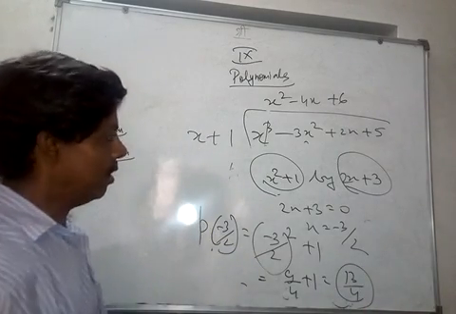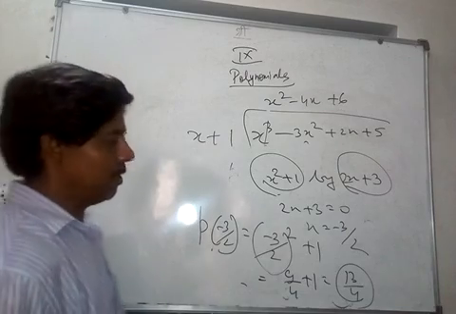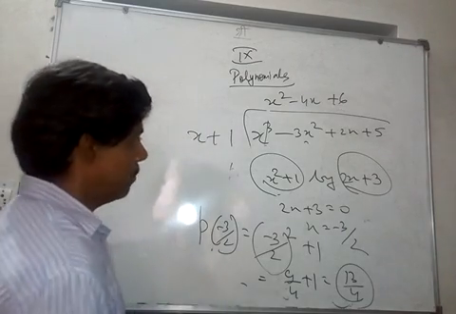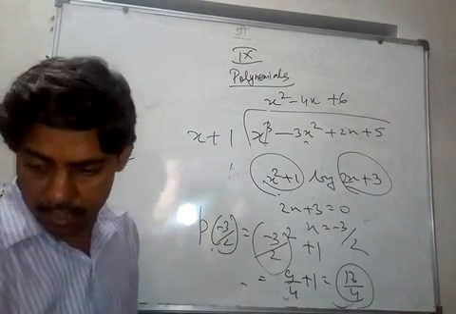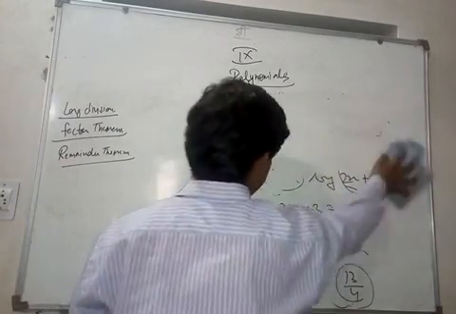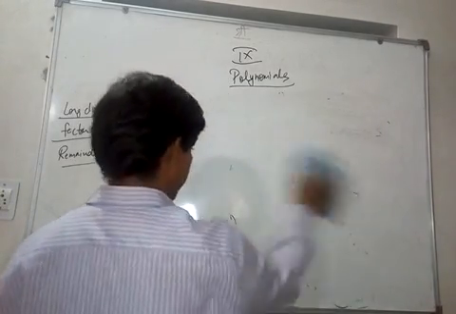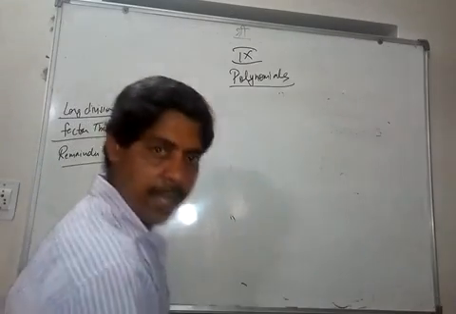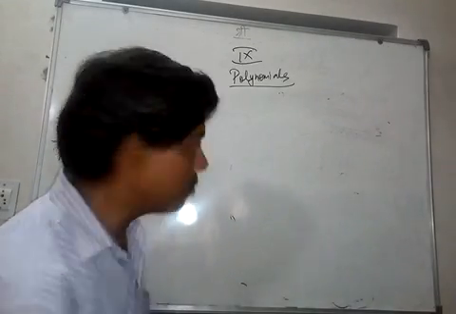So this is how you get the remainder using the remainder theorem. Based on this, here is your exercise 2.3. You have to do some questions. I'll do one or two questions, then you can do the remaining questions by yourself. So, exercise 2.3.